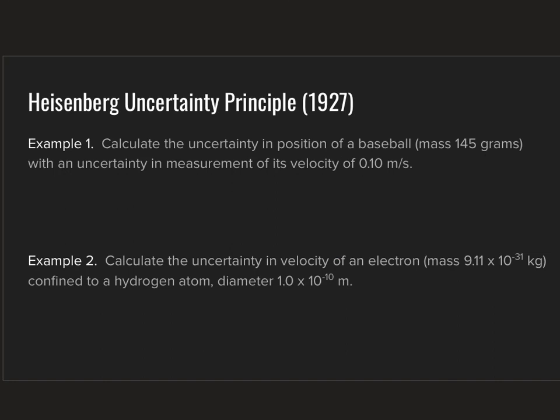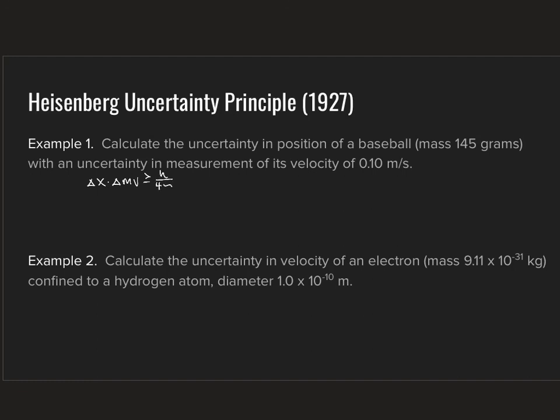So now that we have a conceptual understanding of the Heisenberg uncertainty principle, let's put it to the test with some calculations. The first example problem is to calculate the uncertainty in position of a baseball with a mass of 145 grams that has an uncertainty in the measurement of its velocity of 0.10 meters per second.